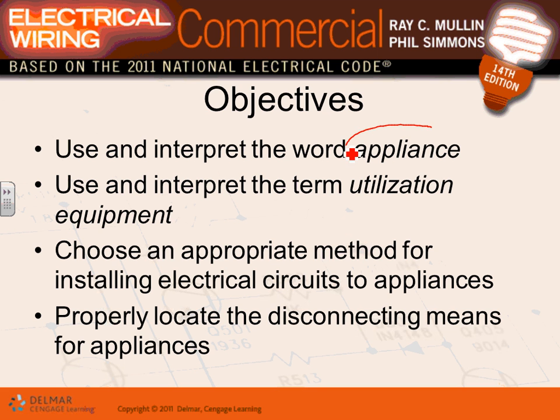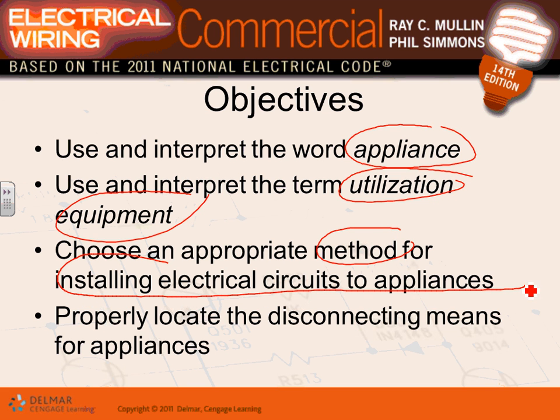How does the code define the word appliances? Defined in the NEC code book, your refrigerator, your microwave, all these are appliances and are treated differently. So how it's defined by the NEC code book: utilization equipment, appliances are utilization equipment, how that code defines utilization equipment, and methods of installation and wiring for these appliances in terms of branch circuits and feeders.